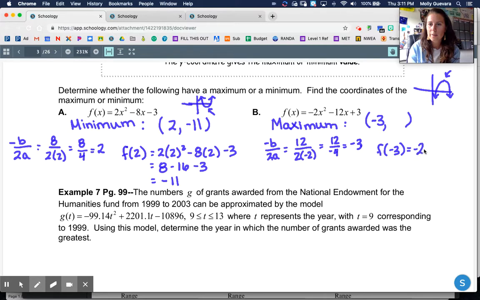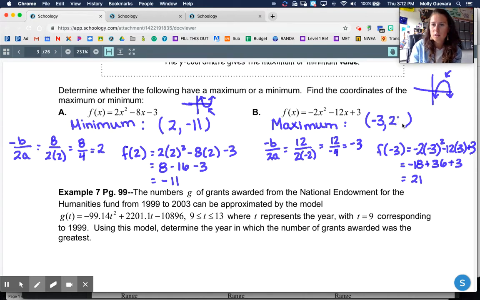So it looks like I might run out of room. Negative 2 times negative 3 squared minus 12 times negative 3 plus 3. Negative 3 squared is 9 times negative 2 is negative 18. Negative 12 times negative 3 is positive 36 plus 3, which gets me a value of positive 21. So not only does this have a maximum, but the maximum is located at (negative 3, 21).